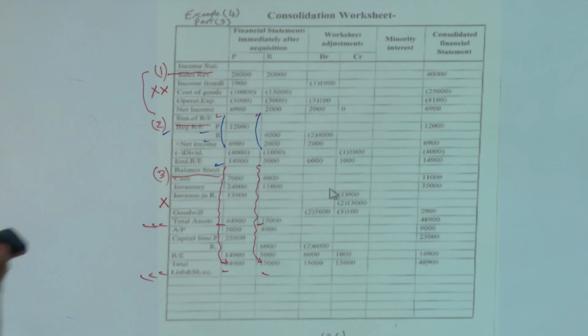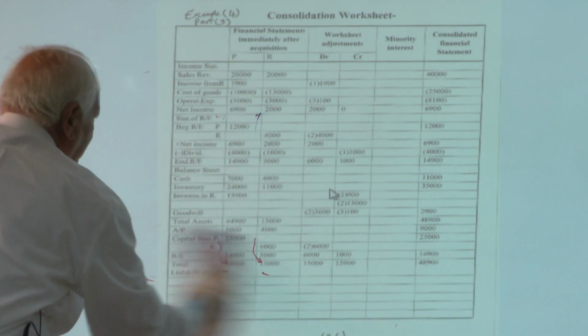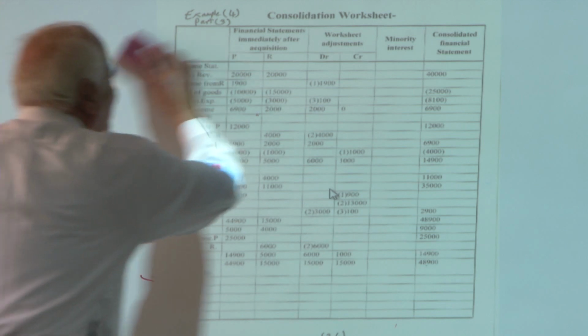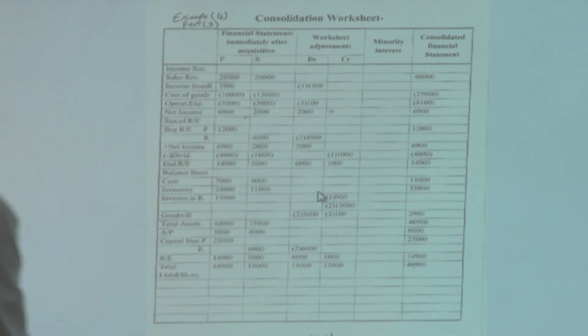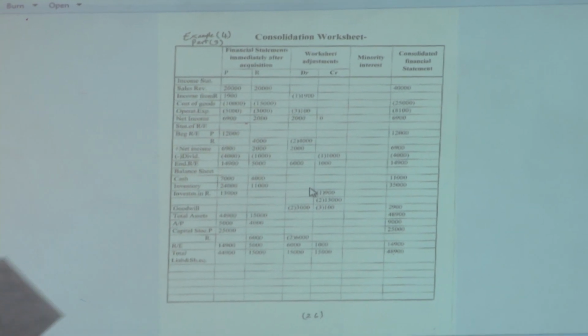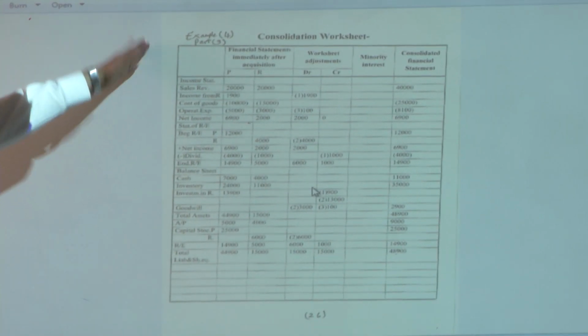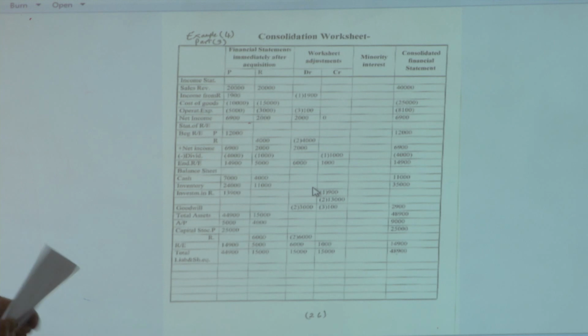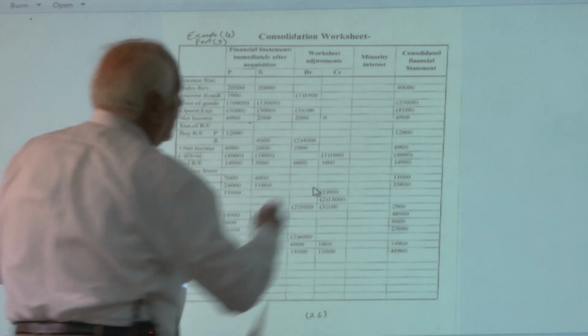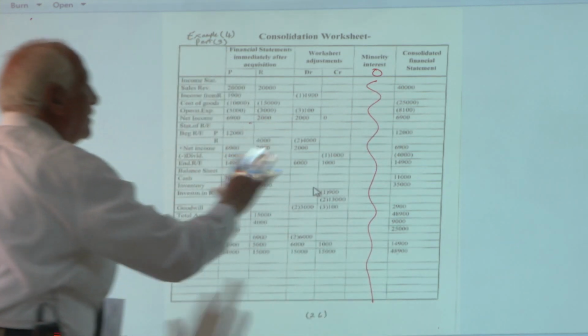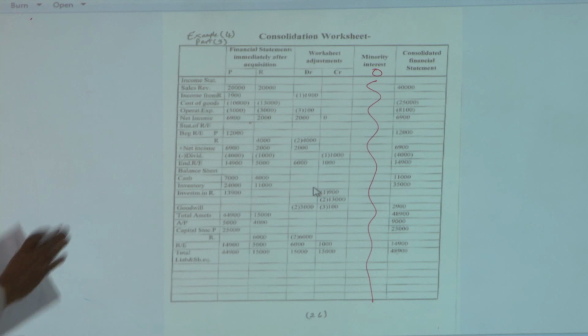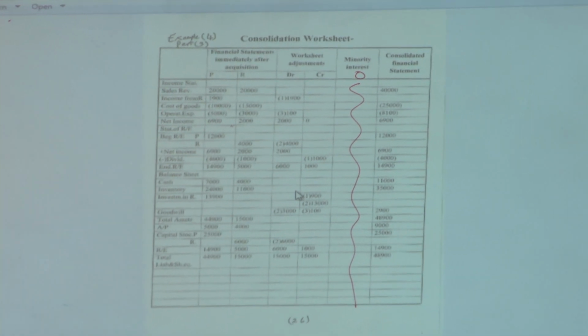I tried to explain, but I will explain again in more detail. This one here gives you a complete answer. That's what I need if I ask you in the exam, prepare a consolidation worksheet. That's it. Complete. Do I have minority? No minority. That means no minority. I'm going to write 0. And I'm going to write here, in this example, no minority. That's right? You need to make it clear this way.